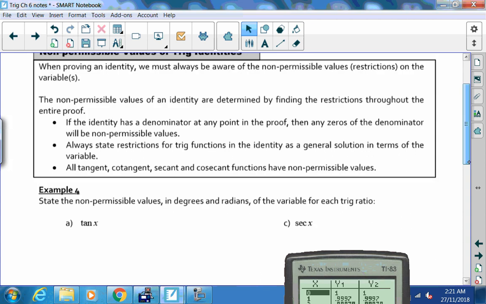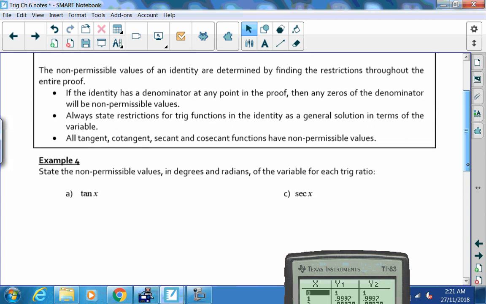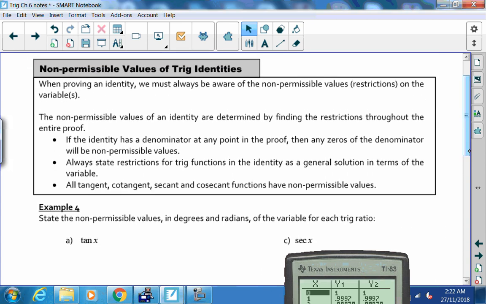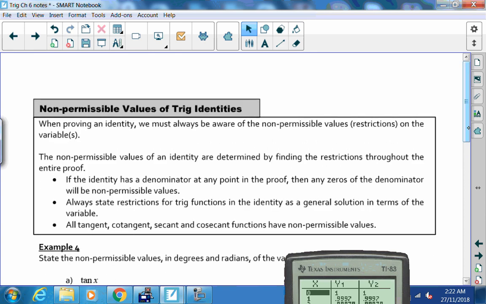Okay, now, oh man, we're throwing lots at you. My apologies. That's why I wanted to video this so that you could watch it and rewind it and delete it and get angry and whatever you need to do, but we're going to go through these pieces. So, non-permissible values in an identity are determined by finding the restrictions. Now, there are two kinds of restrictions, okay? Two kinds of restrictions. The first is that there are built-in, or what I like to call precursor limitations.